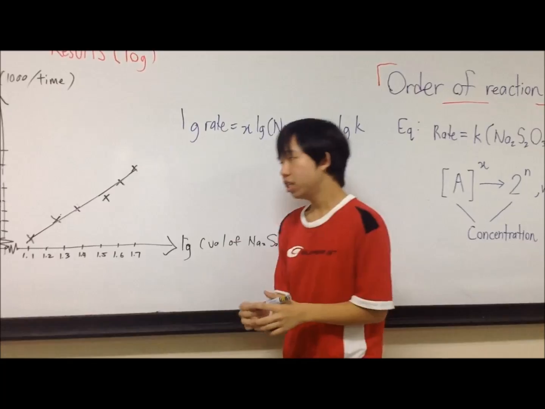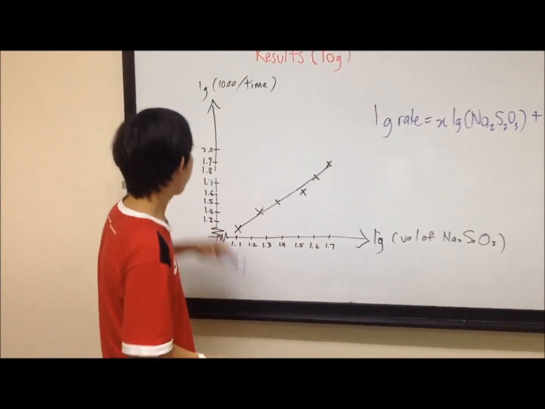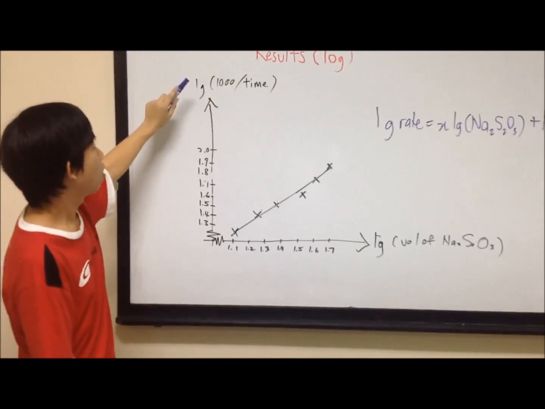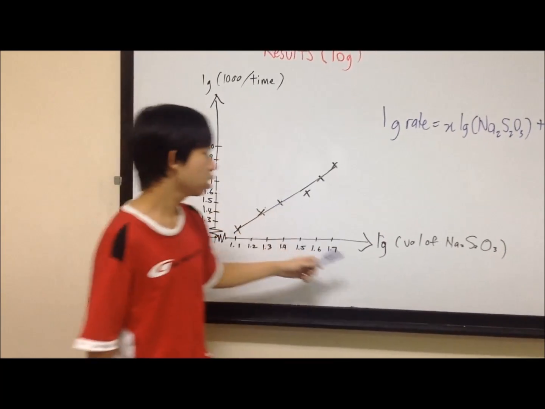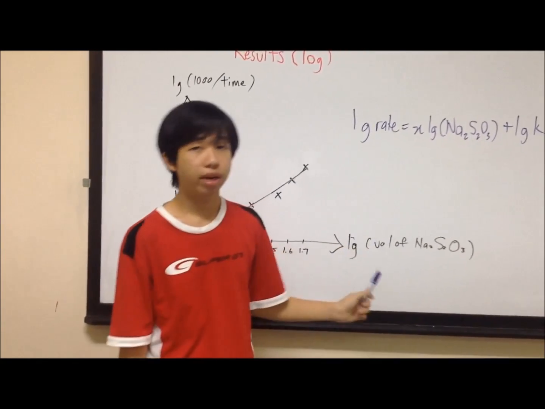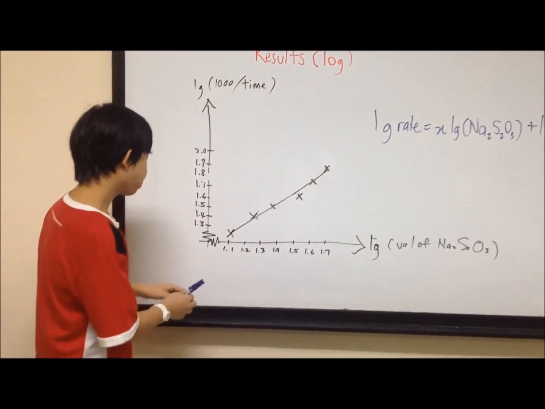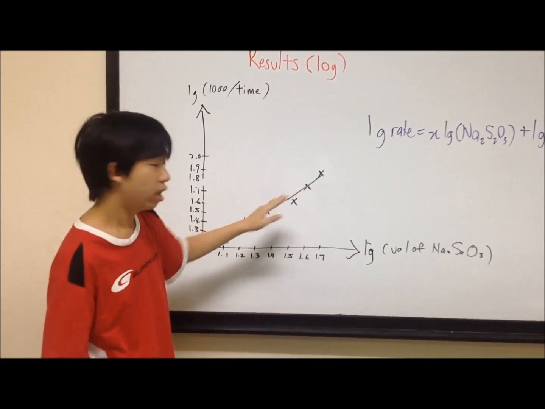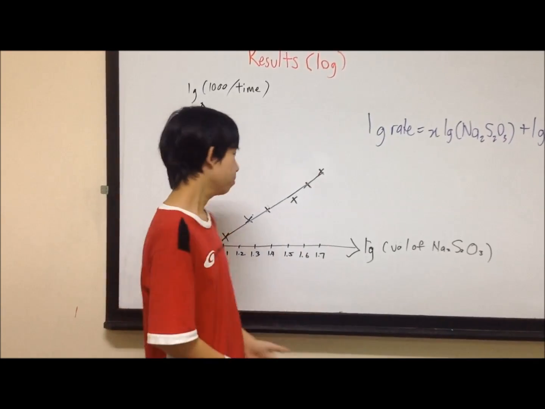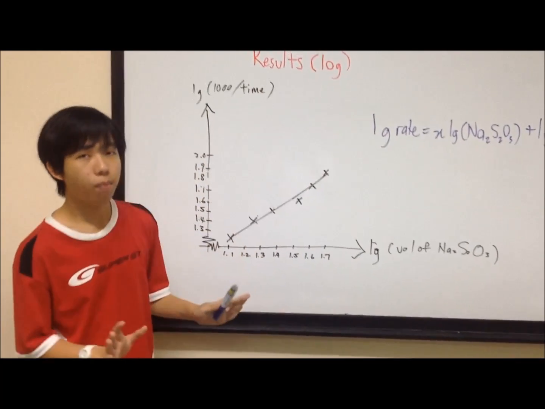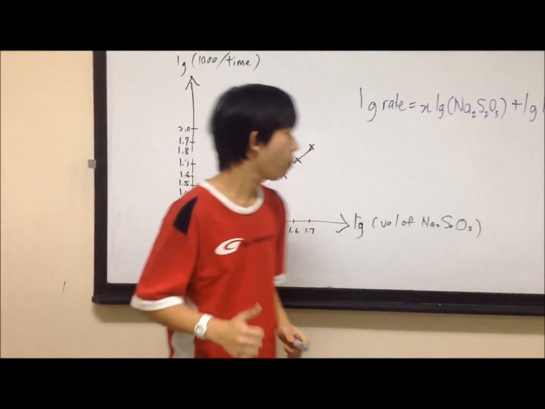After that, we logged our results and plotted a graph to find it. This is our graph. Log 1000 over time, which represents the rate, against log the volume of sodium sulfate, which represents the concentration. The graph obtained was a straight line graph, and we plotted it in best fit. So it would look roughly like this. But due to some errors, of course, the value we obtained wasn't totally accurate.